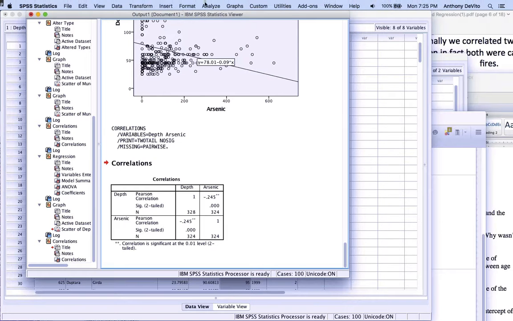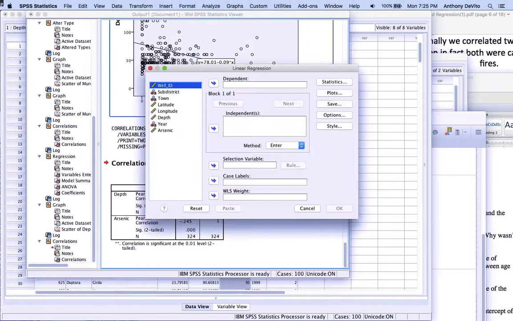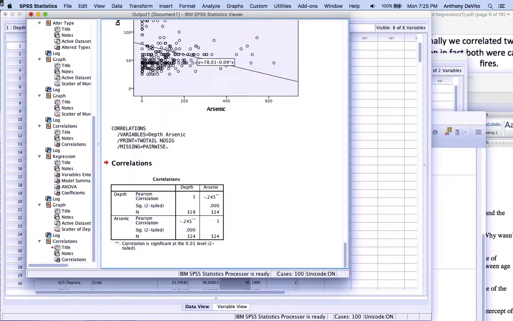So let's try our regression, Analyze, Regression, Linear. And which one is going to be the independent variable here? Is it going to be depth or arsenic level? Independent variable. Which one causes the other? The depth of the well has an association with, or causes the variability in, the amount of arsenic. At least that's our reasoning. I'm going to click OK.